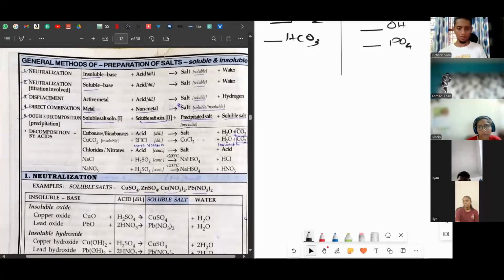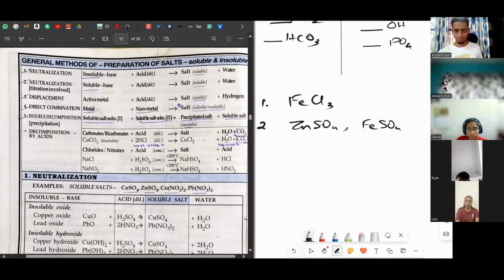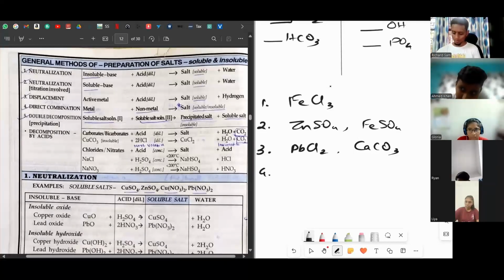The first salt is iron chloride, FeCl3. The next one is zinc sulfate and iron sulfate, that is ZnSO4 and iron 2 sulfate, that is FeSO4. The same methods for them. We'll just note down these salts that we're going to study. Third one is lead chloride, PbCl2, and calcium carbonate. You can just follow from your book. We'll write down after this.